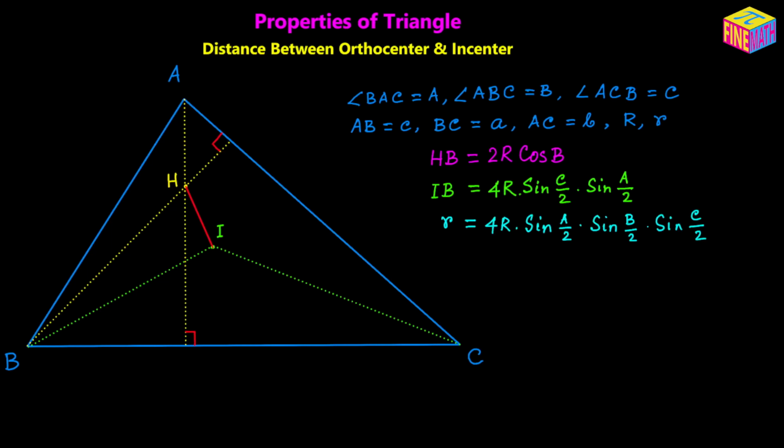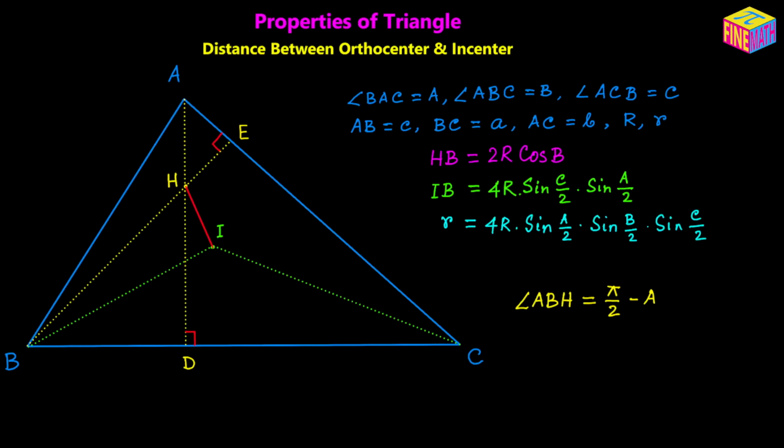In order to find out the length of the HI line segment, we have to utilize the triangle HBI. So we are going to use that triangle because we know the two side lengths, the HB side length and the IB side length, and also we can somehow find out the angle between those two sides, I mean the angle HBI, and if we can find that angle, then we should be able to use the cosine law on this triangle HBI. So let's try to find out the angle HBI.